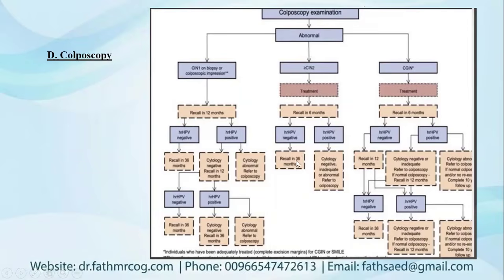If negative, the patient will come in 3 years. If positive, which is most of the time, you will do cytology. If cytology is negative, the patient will be abnormal, refer to colposcopy. The one here, she is low risk. The patient recalls in 12 months.